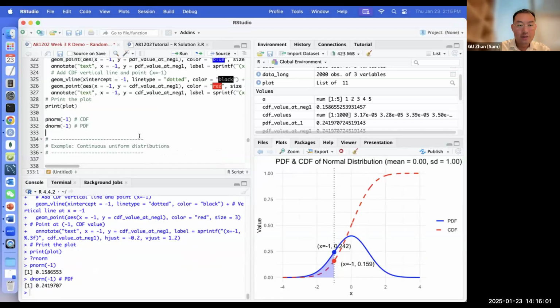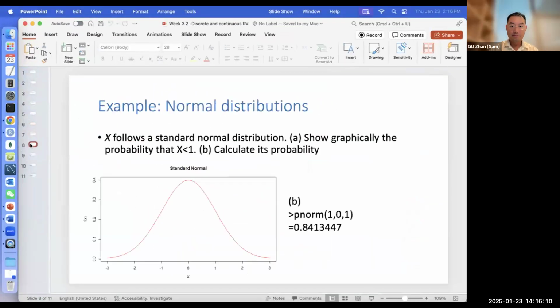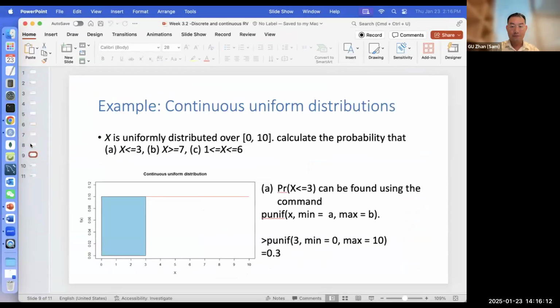Now, next we are looking at the continuous uniform distribution. In this example, X is uniformly distributed over 0 to 10. Calculate the probability that X is less than 3, that X is greater than 7, and that X is between 1 and 6.